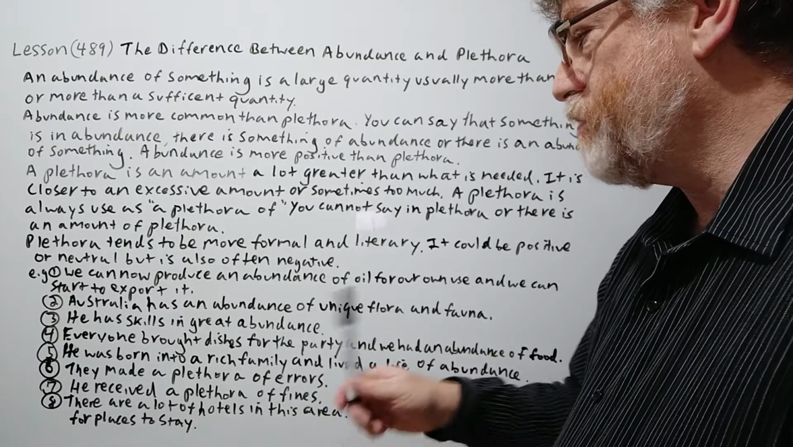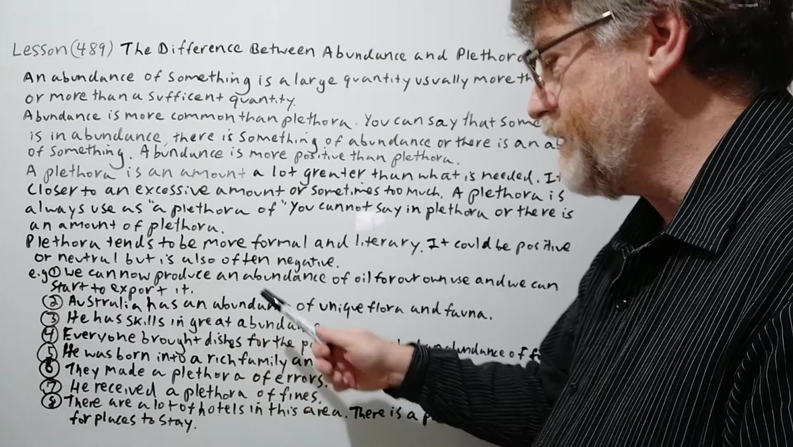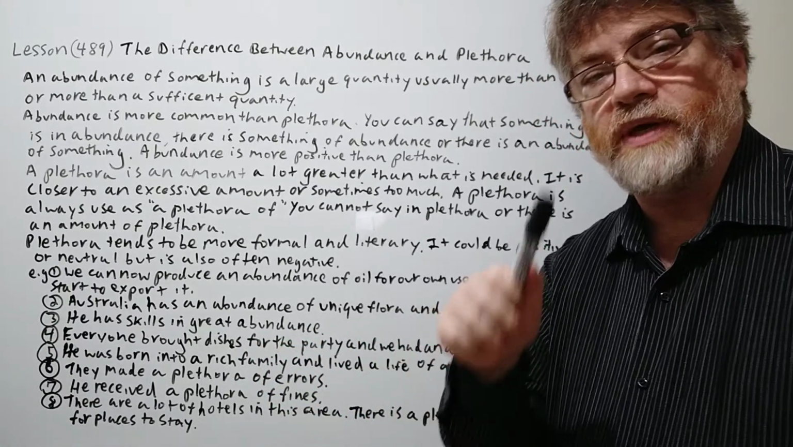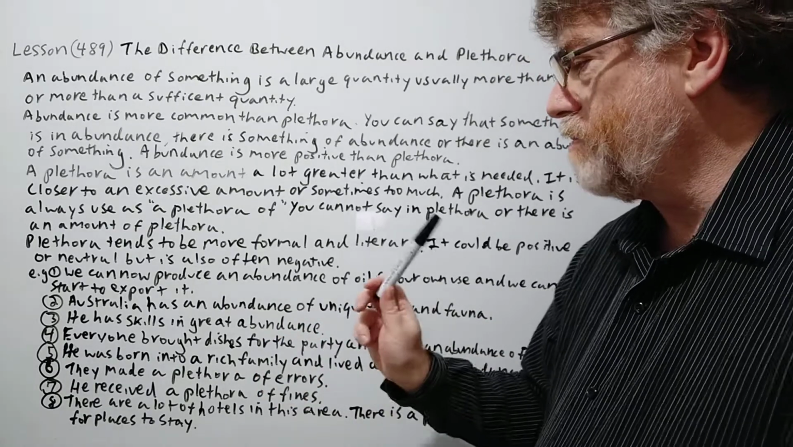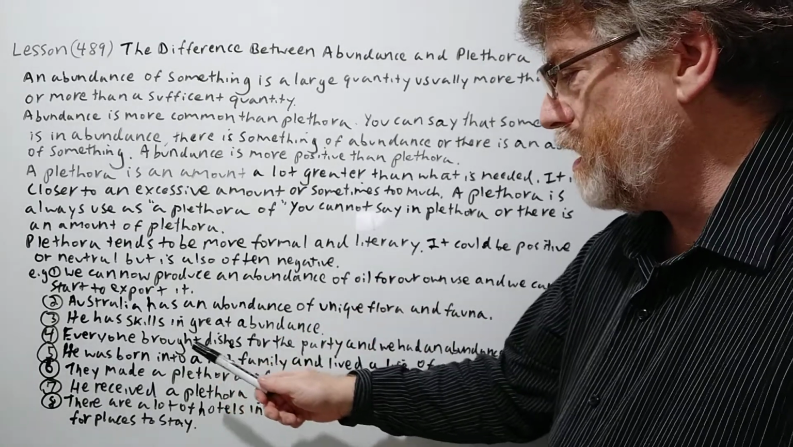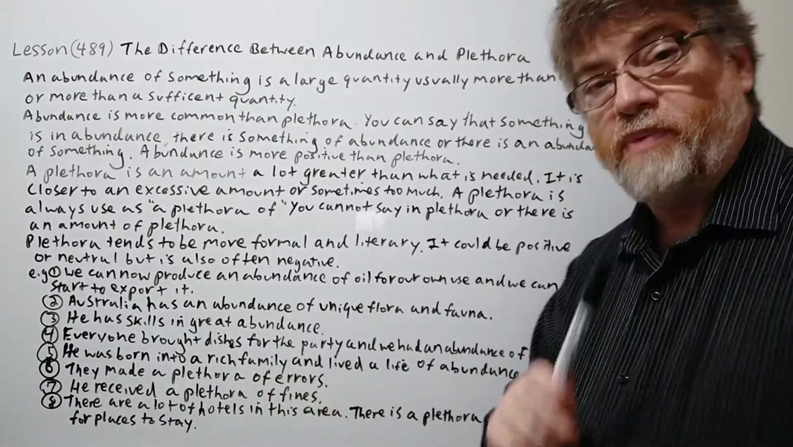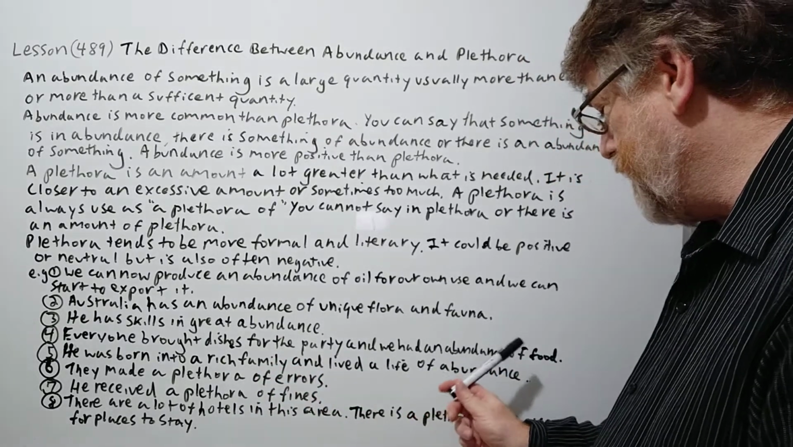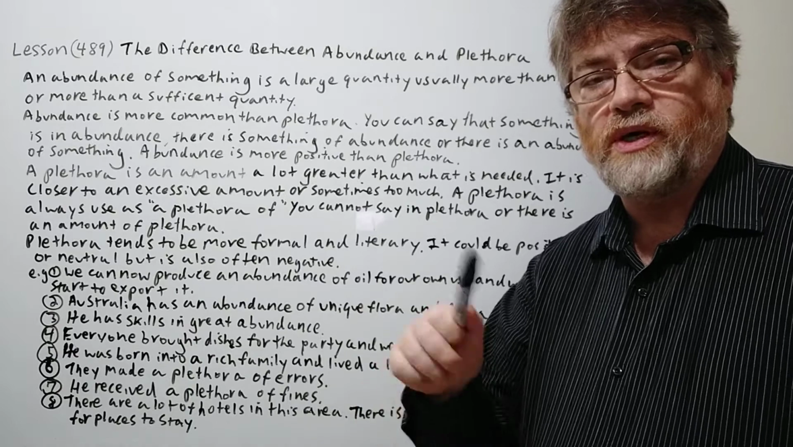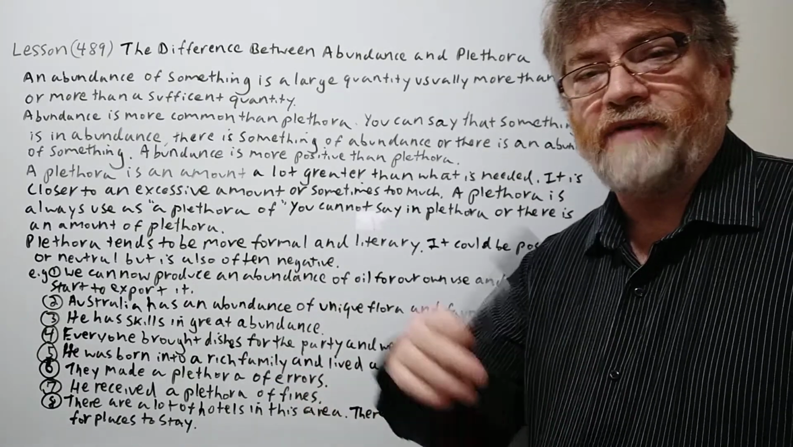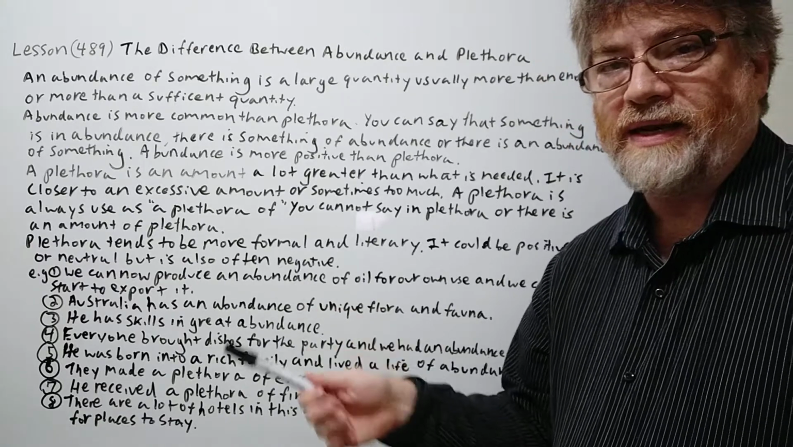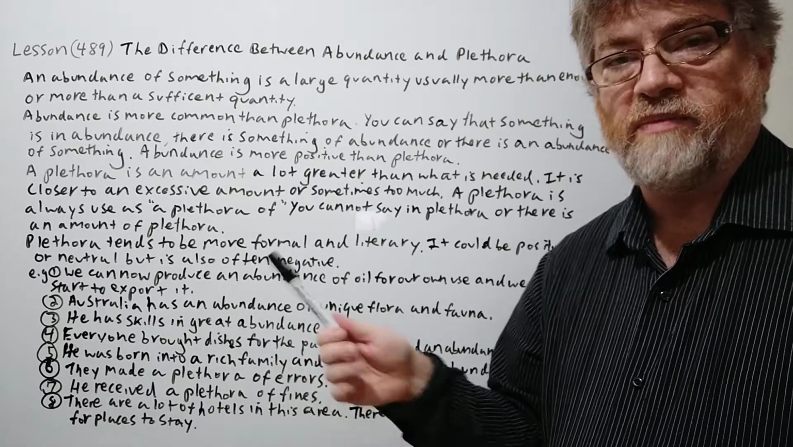Number 3, he has skills in great abundance. Remember, we can always say that something is in abundance. Number 4, everyone brought dishes for the party, and we had an abundance of food. So you can also say an abundance of something. Since luckily everybody brought a lot, there was more than enough for everybody.